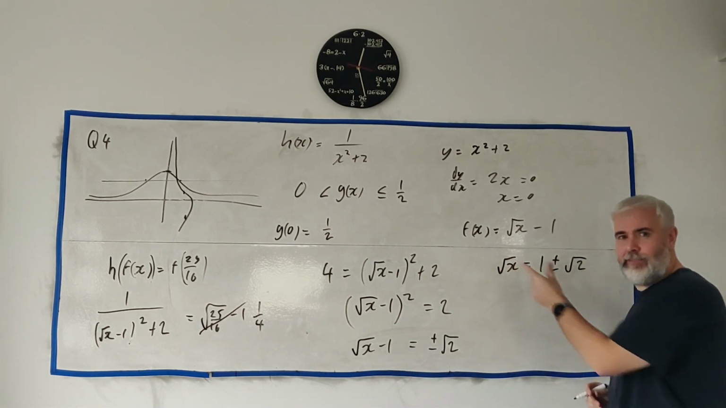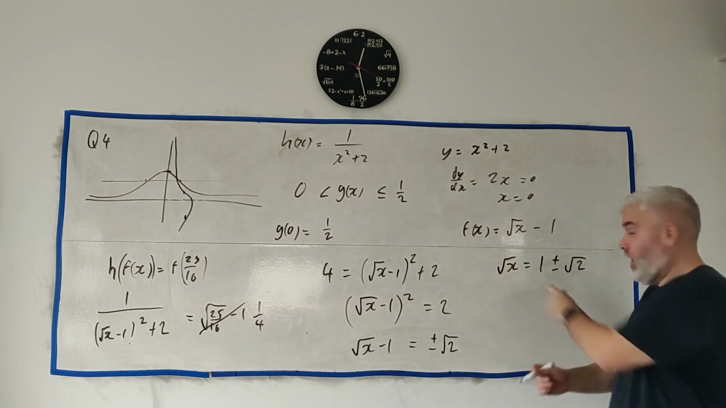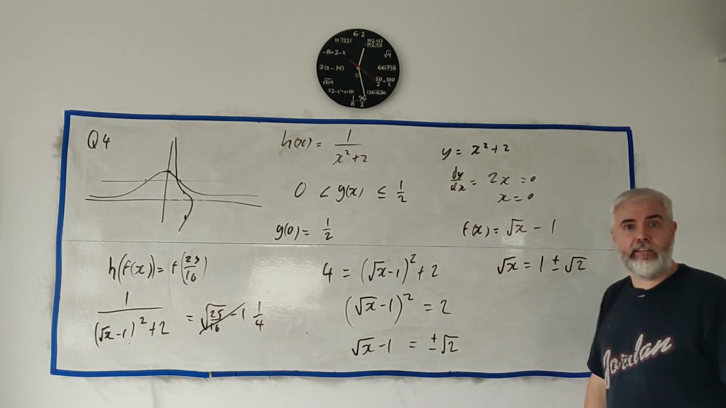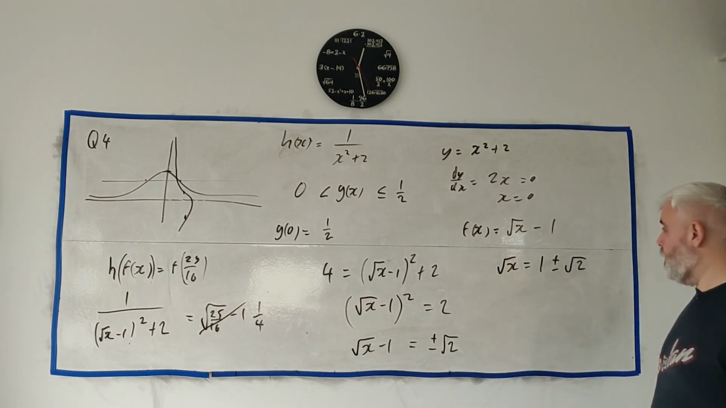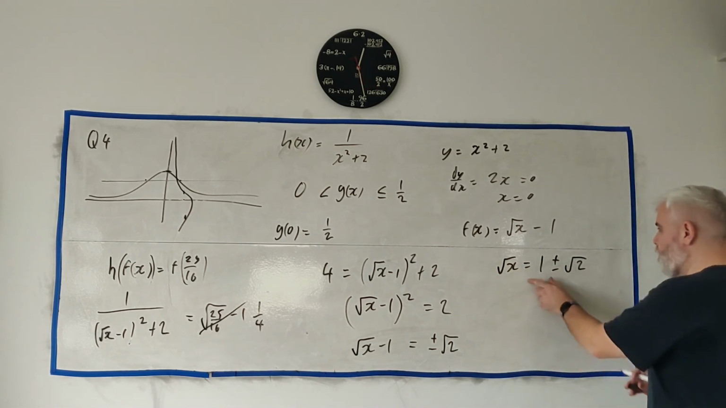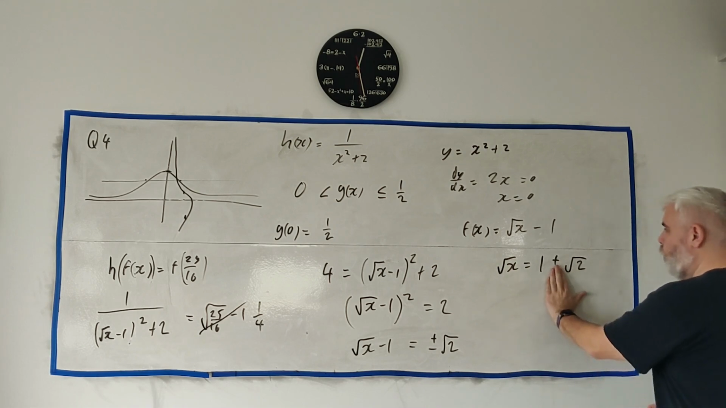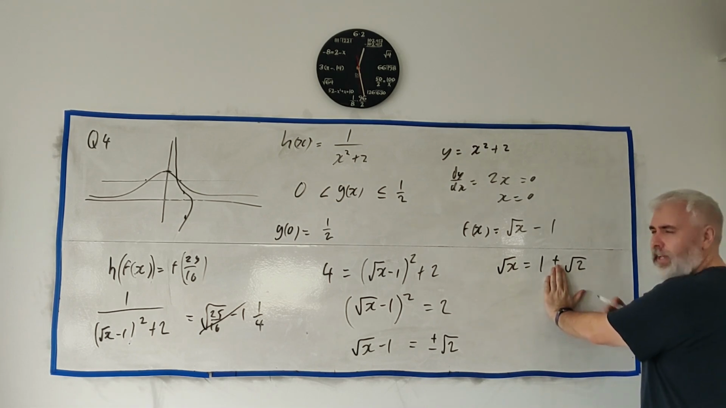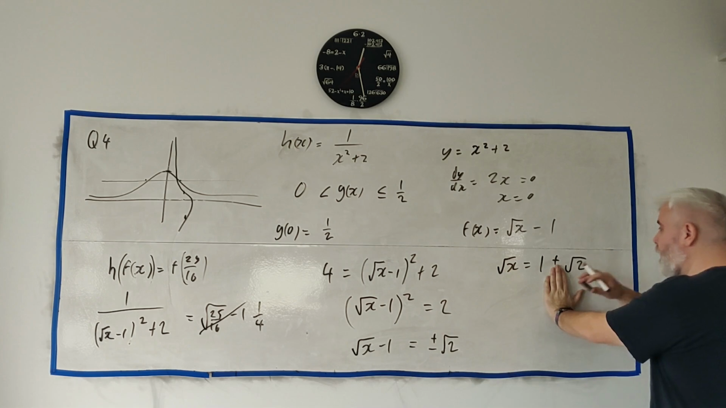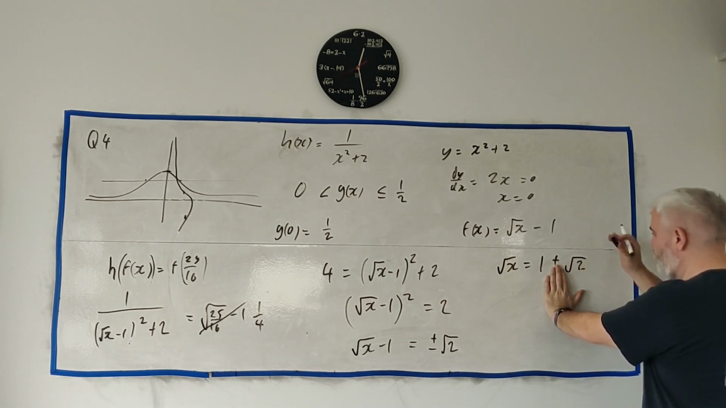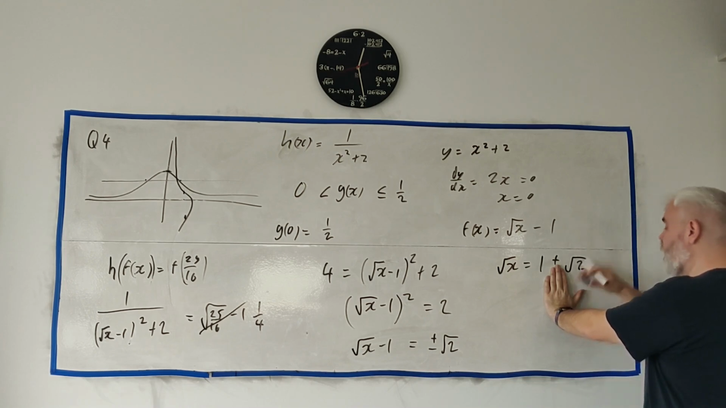The square root of x has to be positive. First of all, x is positive, they tell us. But also the square root of any number, unless we're dealing with complex numbers, is positive. So this number has to be positive. So let's look at that. 1 plus the square root of 2. You put that in a calculator, but the square root of 2 is about, is it 1.6 I think? Doesn't really matter anyway. It's certainly bigger than 1. So 1 plus something bigger than 1 is a positive number.